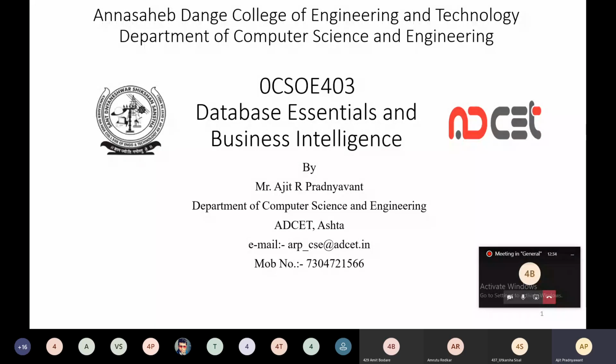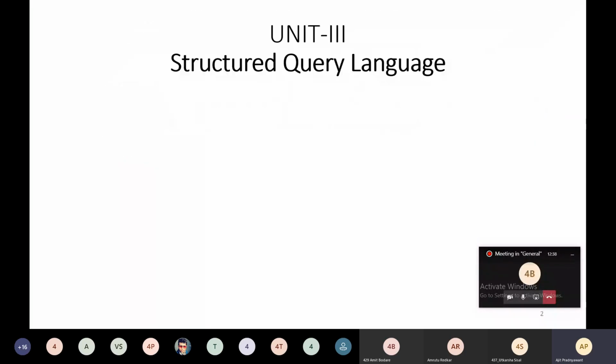So good morning all. In today's lecture, we are continuing with unit number 3, that is Structured Query Language. In the last lecture, we have seen the basic structure of a select query, and then we have seen the select clause, from clause, and where clause. So in today's lecture, we are going to learn more about the structured query language. So we begin with the from clause.